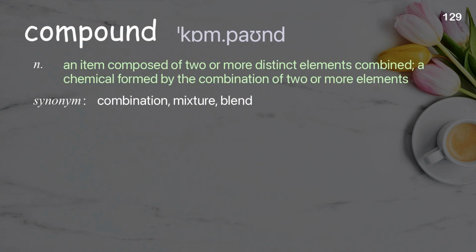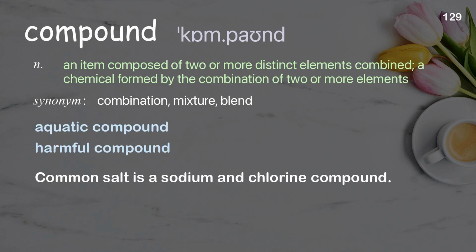Compound. An item composed of two or more distinct elements combined, a chemical formed by the combination of two or more elements. Examples: Aquatic compound. Harmful compound. Common salt is a sodium and chlorine compound.